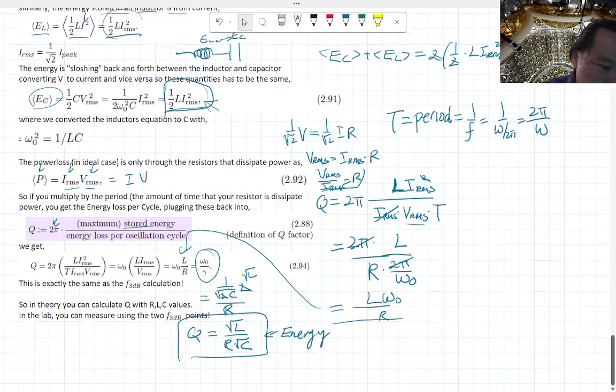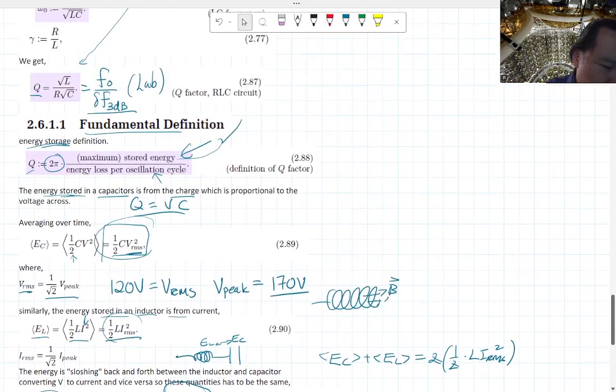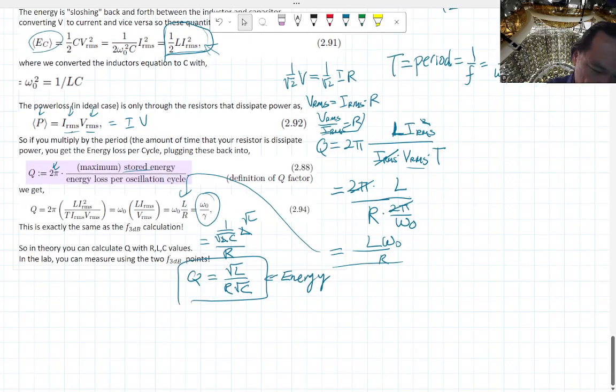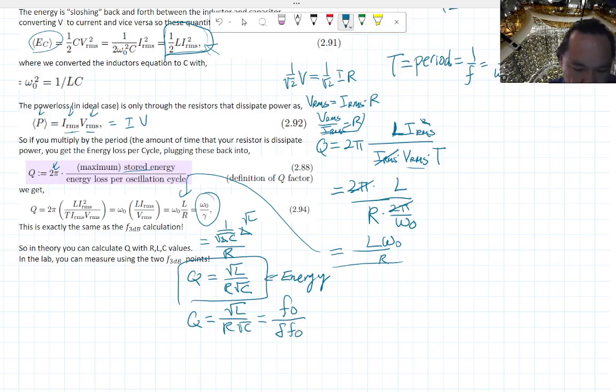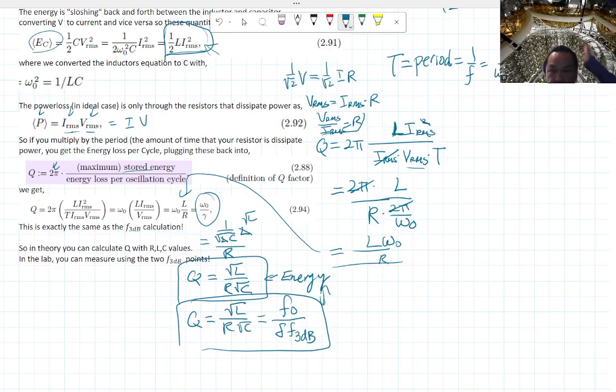I'm going to go upstairs and copy down the F3 dB version. Okay. The F3 dB version is exactly the same. And this you can measure in the lab with the resonant frequency divided by the full width half maximum, for the F3 dB point. These two are the same. It's cool.